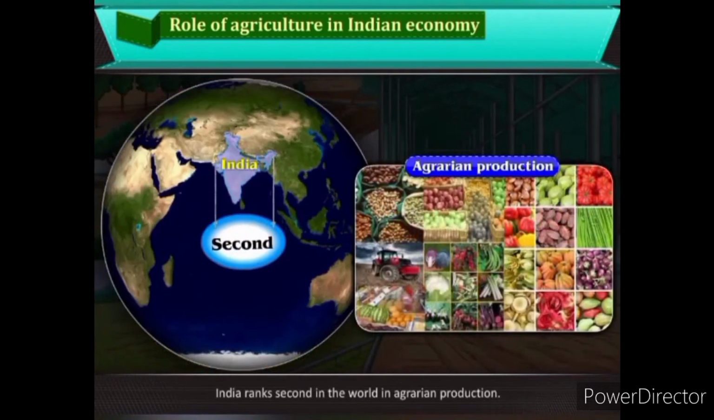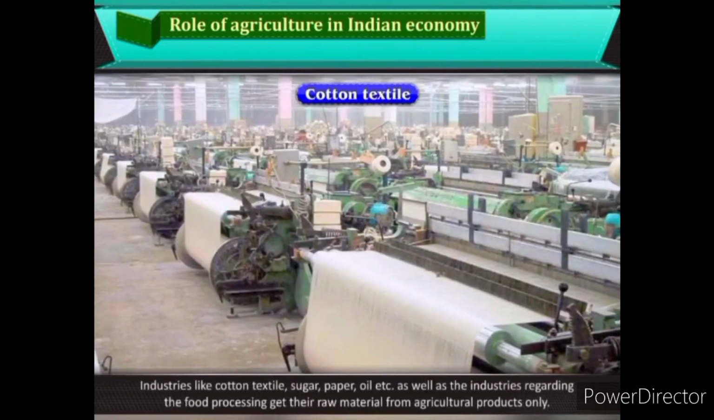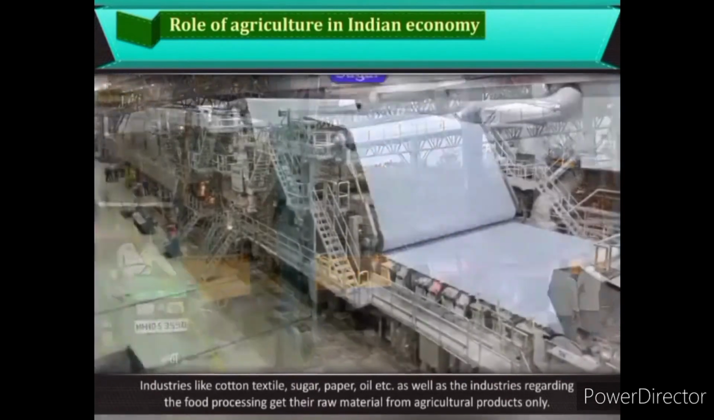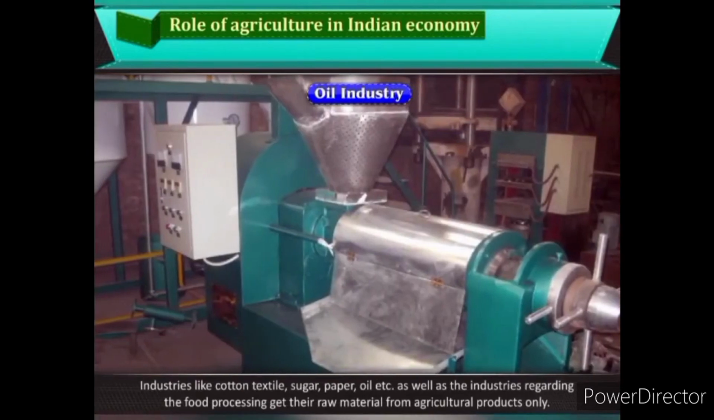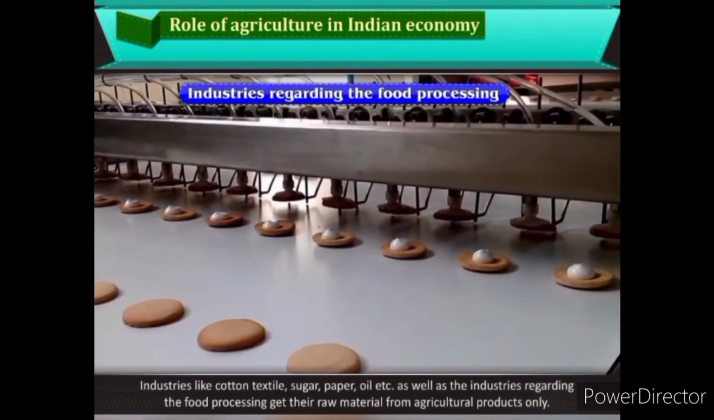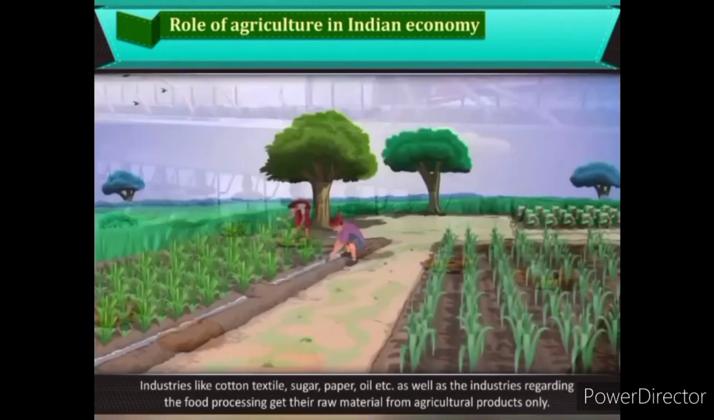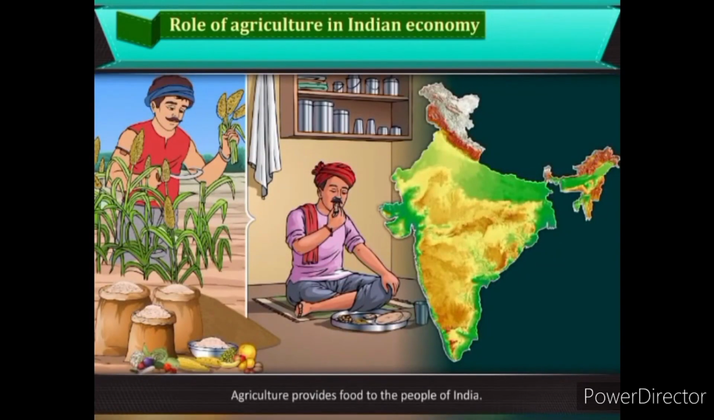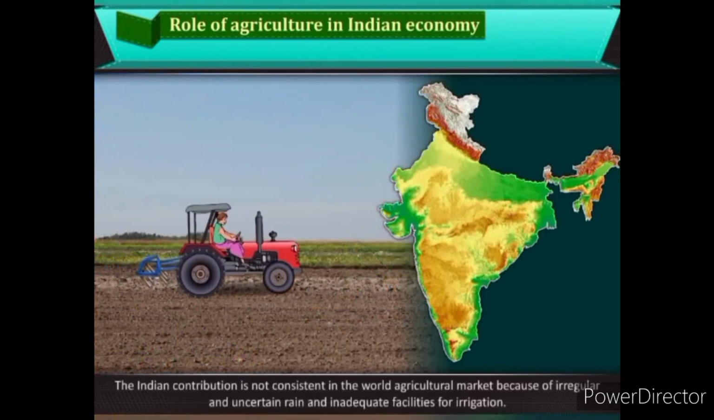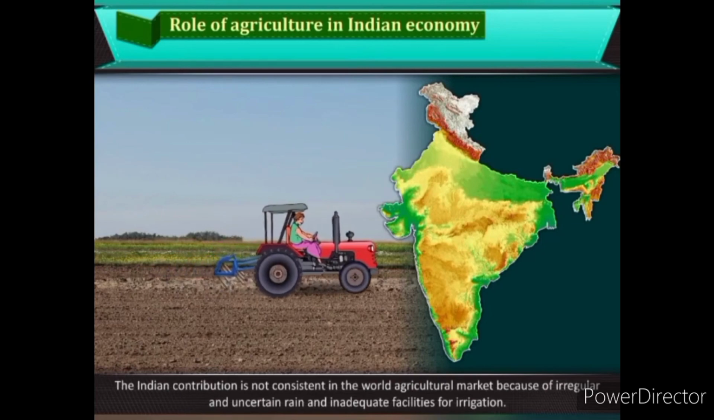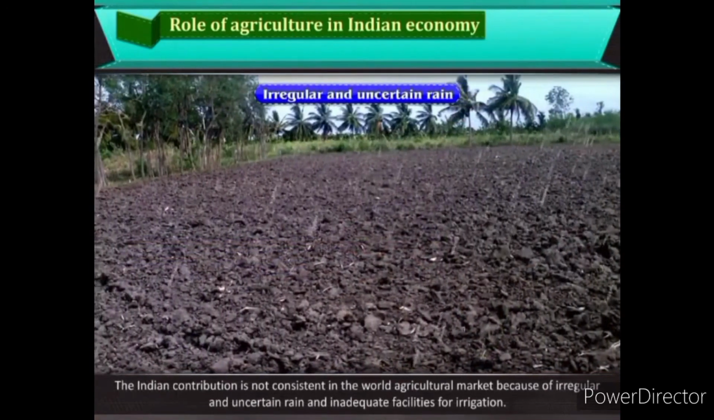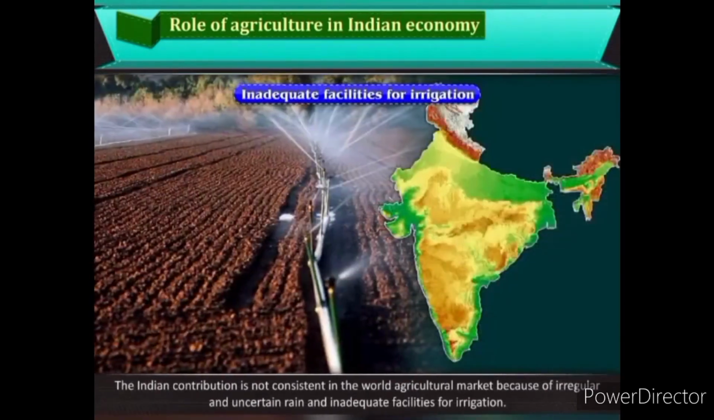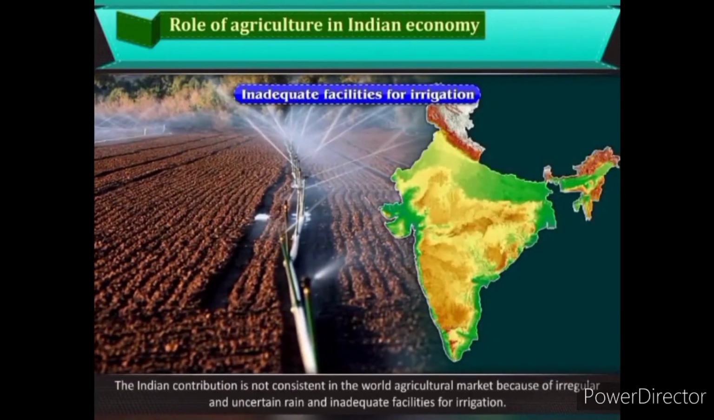India ranks second in the world in agrarian production. Industries like cotton, textile, sugar, paper, oil, etc., as well as the industries regarding food processing, get their raw material from agricultural products only. Agriculture provides food to the people of India. The Indian contribution is not consistent in the world agricultural market because of irregular and uncertain rain and inadequate facilities for irrigation.